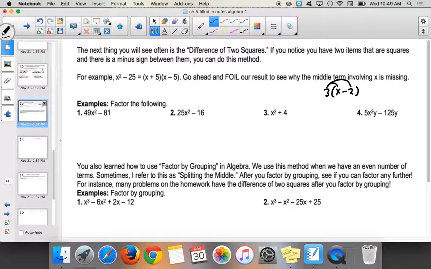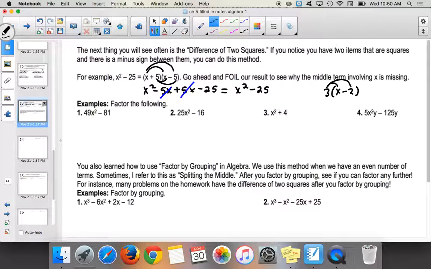So the first thing we do is we take the x times x, and we get x squared. We take the x times negative 5, and we get negative 5x. Then we also distribute the 5. So 5 times x is 5x, and 5 times negative 5 is negative 25. So if I FOIL that out, do you guys see that we have x squared, negative 5x and positive 5x go away, and we get minus 25. Do you all see that?